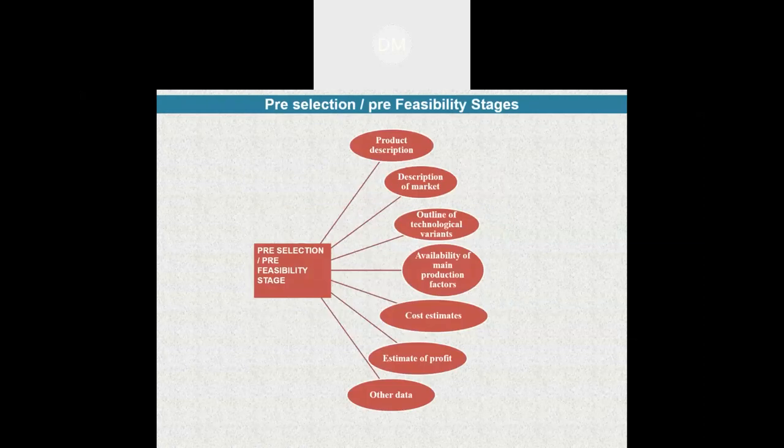Then pre-selection or pre-feasibility stages. Okay, the first is the product description. So product characteristic from the product point of view. So any changes in product, newness of these products, or totally new product available in market. So product characteristic should be briefly described, along with possible substitutes which exist in the marketplace.